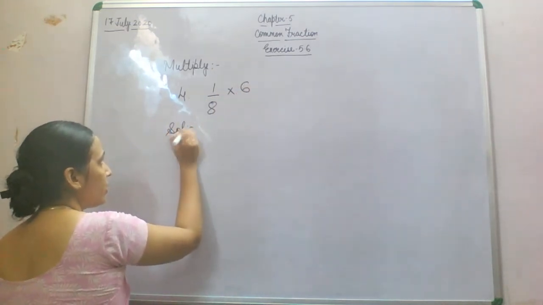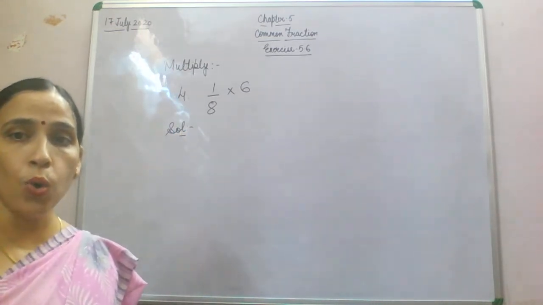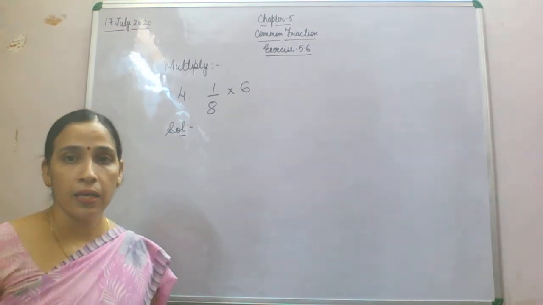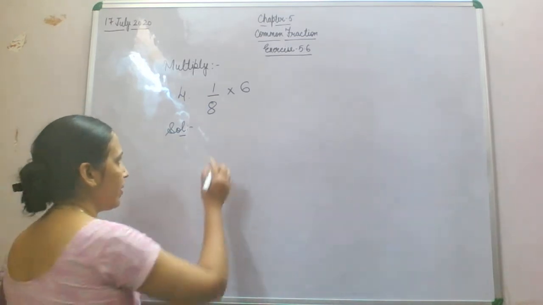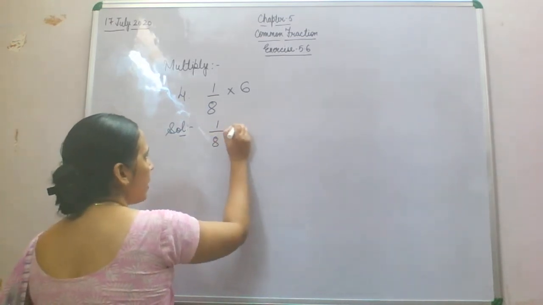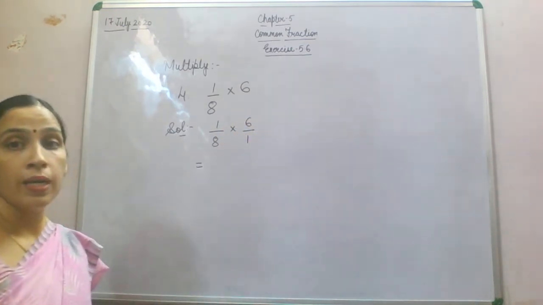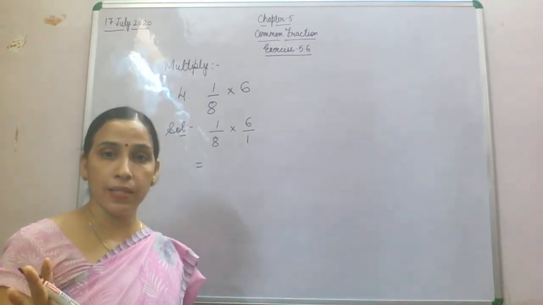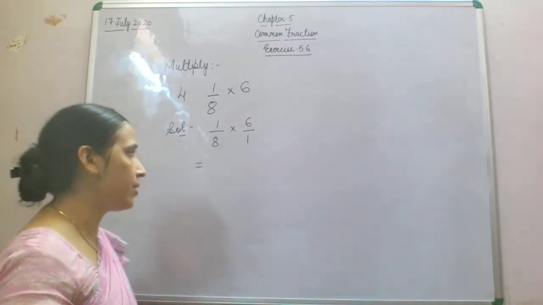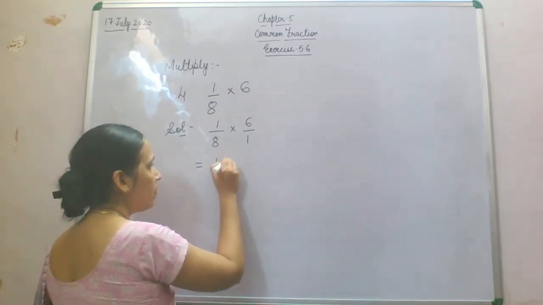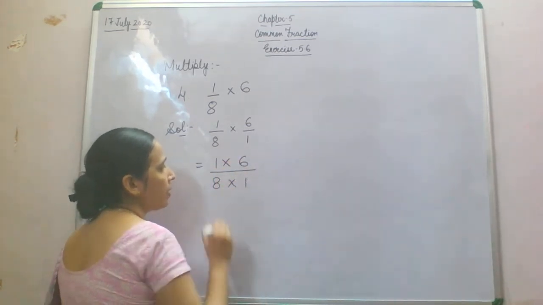Now doing this question, you are going to tell me what the different steps are. Now for the whole number, there is nothing below it. So what will we do? We will write 1 in the denominator. So we will write 1 by 8 multiplied by 6 by 1. Now what is the second step? The numerator is going to multiply by the numerator and the denominator by the denominator. So here 1 will be multiplied by 6 and 8 will be multiplied by 1.